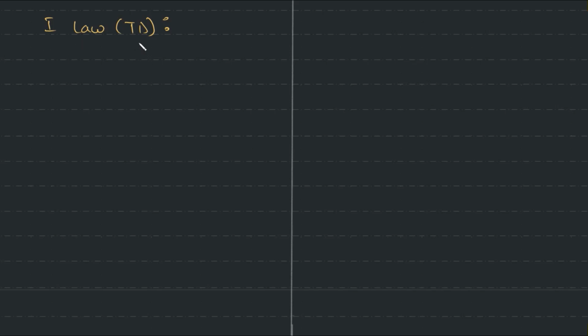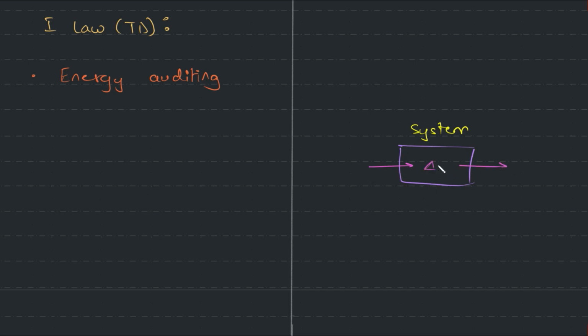So let's get started with the first law of thermodynamics. Basically, this is one of the ways that I describe the law. This is what I tell my students. This is an energy auditing law. That is, given a system, energy will come in, energy will go out, right? Changing the internal energy of the system. So basically, it keeps track of the energy coming in and energy going out. That's all it does. So that's your first law.